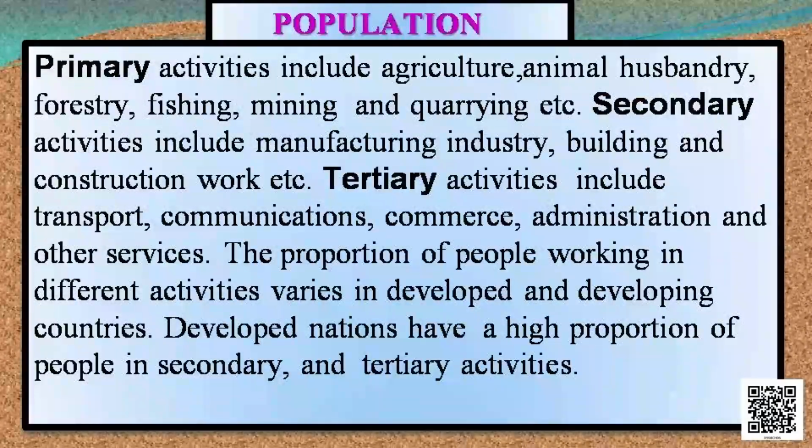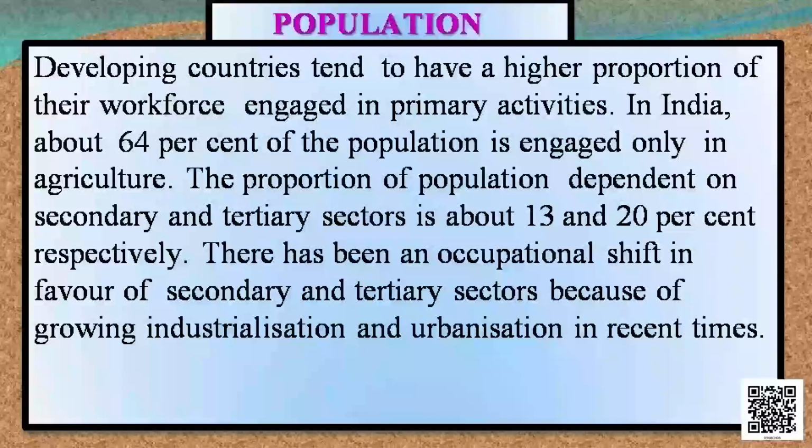People work in different activities, and these vary in developed and developing nations. In a developed nation, most people are engaged in tertiary occupations rather than primary or secondary occupations. Whereas in a developing nation like India, most people are engaged in primary occupations rather than secondary or tertiary occupations. In India, about 64% of the population is engaged in agriculture.